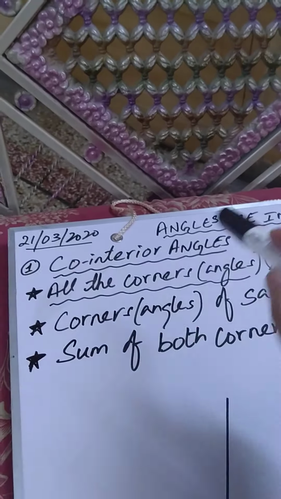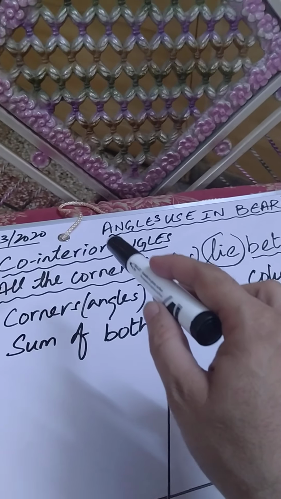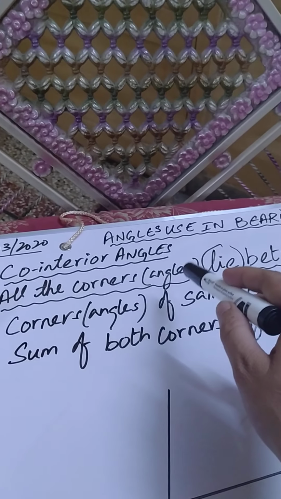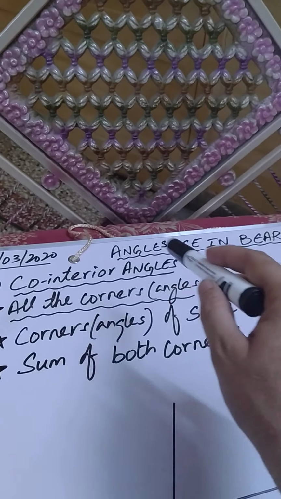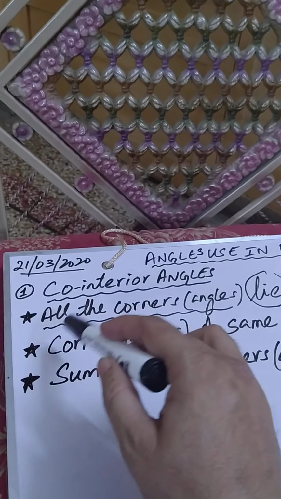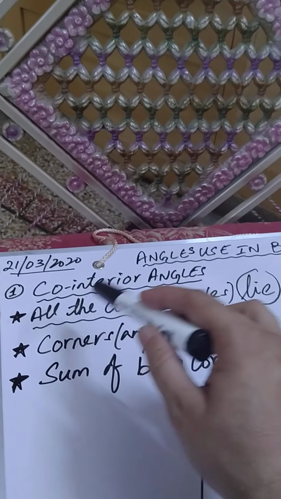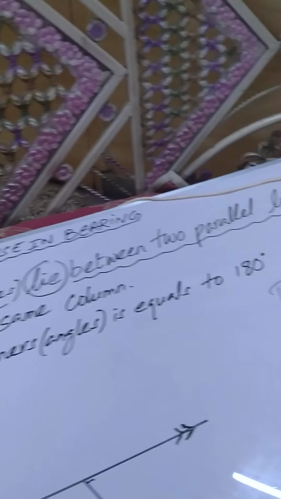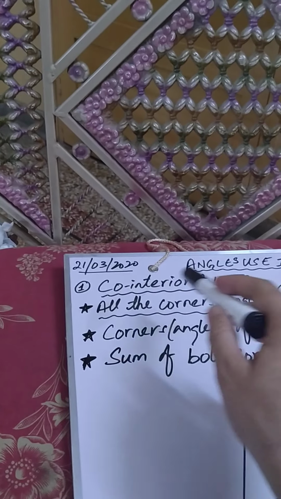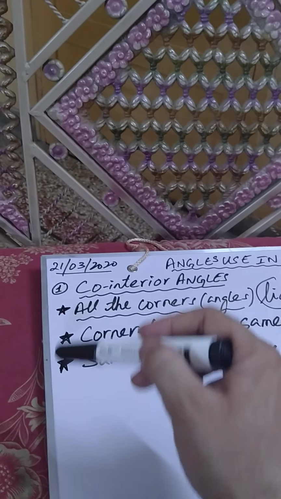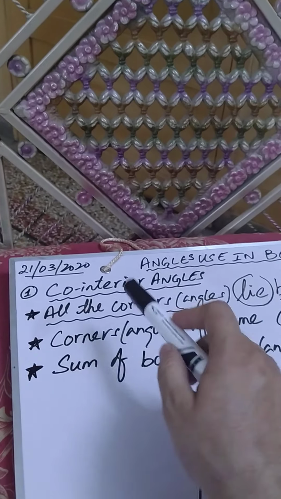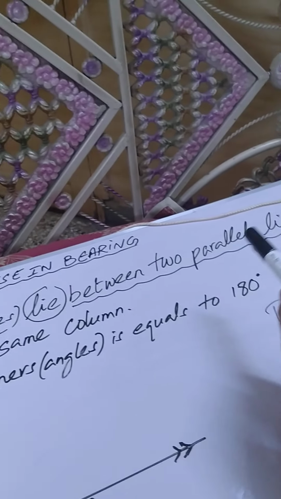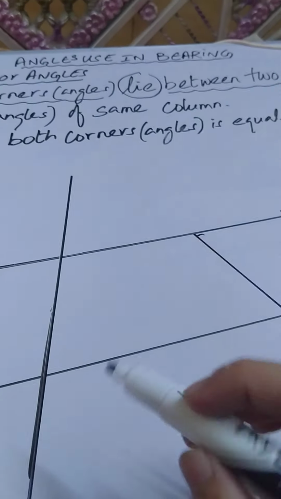So look here, co-interior angle. I always use the word corner instead of angle. Angles mean corners, angles mean vertex. So my first clue to identify the co-interior angle is that all the corners lie between the two parallel lines. So look here guys, all the corners lie between the two parallel lines.